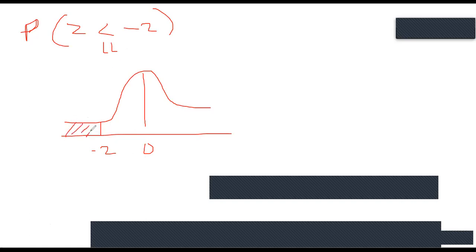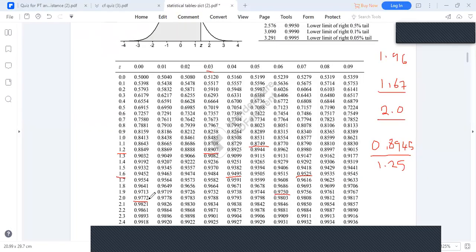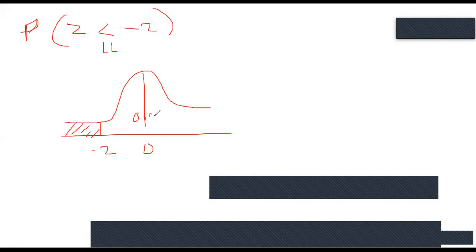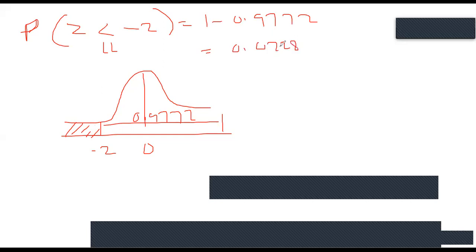We're going to shade this part here. So when you go to the table, you just ignore the negative. Just look at the positive side. So 2.0 is 0.9772. So meaning that reading is coming from the other side. This is 0.9772. This is a reading from here up to there. So therefore, this small reading here, how do we get it? We subtract. So here we're going to get 0.0228.